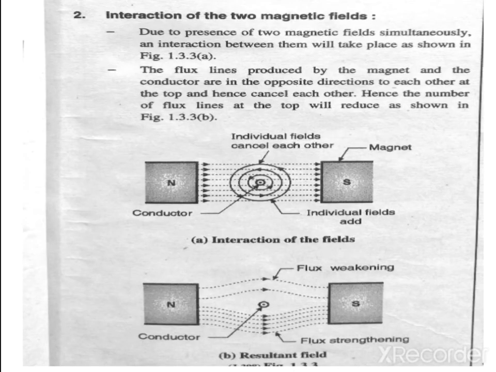While talking about the interaction of two magnetic fields, the first magnetic field is produced by these permanent magnets from N to S, and the second magnetic field, which is individual in nature, is in anti-clockwise direction, as we discussed earlier. The flux line produced by the magnet and the flux line around the conductor are opposite in direction. Due to this, flux weakening and flux strengthening happen in this case.